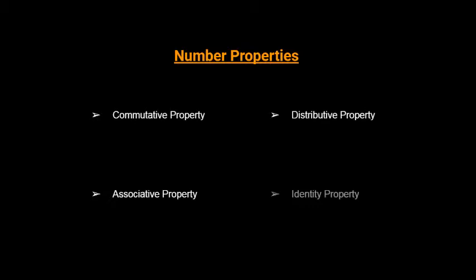In this video, we will discuss 4 basic number properties, which are commutative property, associative property, distributive property and identity property.